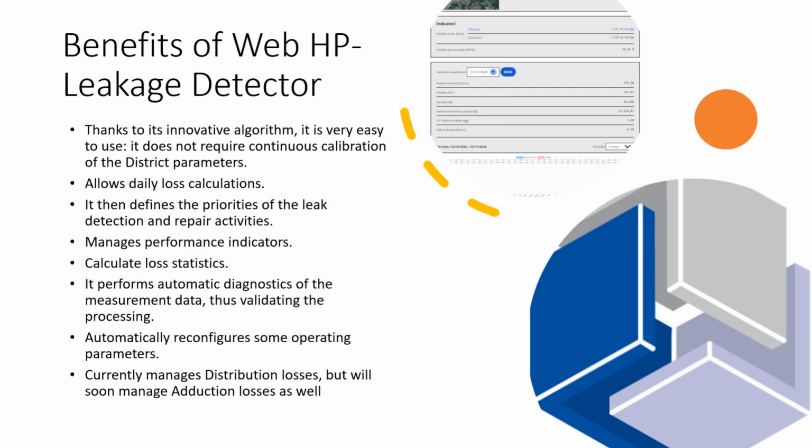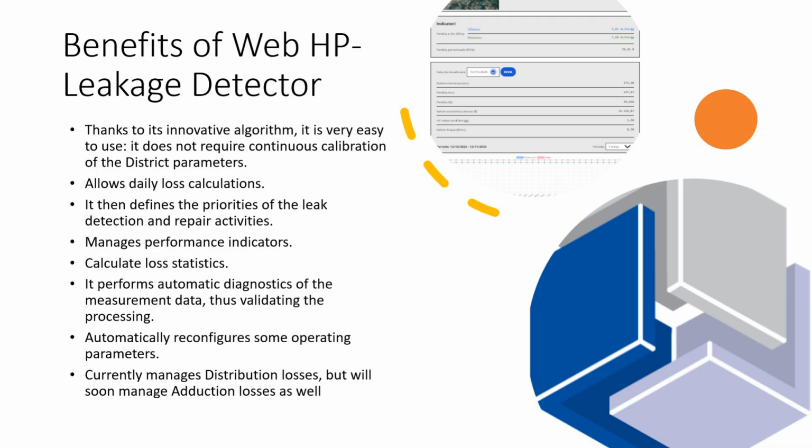Let's now see the features and benefits of the HP-Leakage Detector web software service. First of all, thanks to its innovative algorithm, the service is very easy to use because it does not require, like other products, continuous calibration of the parameters of the districts. It allows daily calculations of losses, allowing you to prioritize leak detection and repair activities across districts.